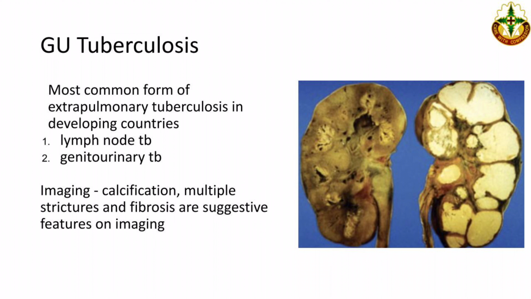The incidence of tuberculosis in the United States is at a rate of 3 cases per million, and this was in 2013. And to this day, it's probably very unlikely. In developing countries, the most common extrapulmonary tuberculosis would be in the lymph nodes and then GU. So it's something you should consider, but it's probably very unlikely. And on imaging, you would probably see some calcification, multiple strictures, and fibrosis.